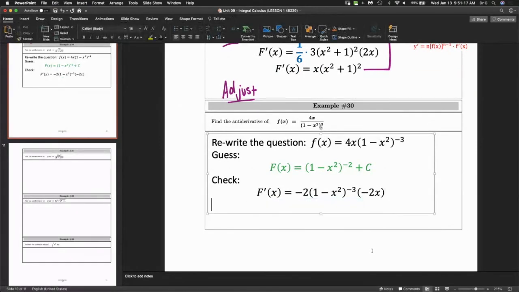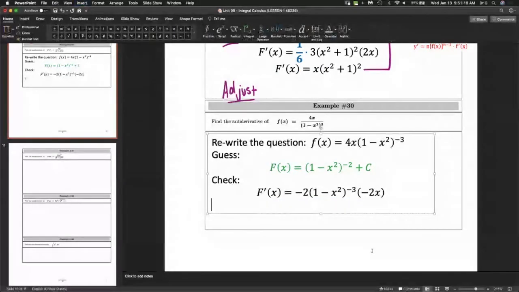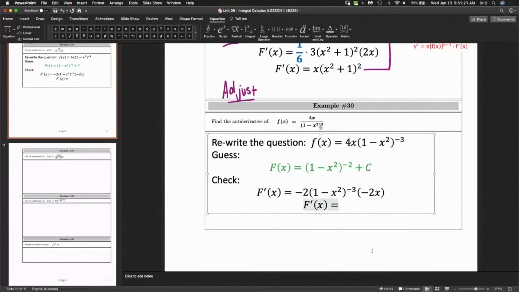I don't know why it's changing color back to green. This is very annoying. There we go. So this becomes 4x, 1 minus x squared to the negative 3.